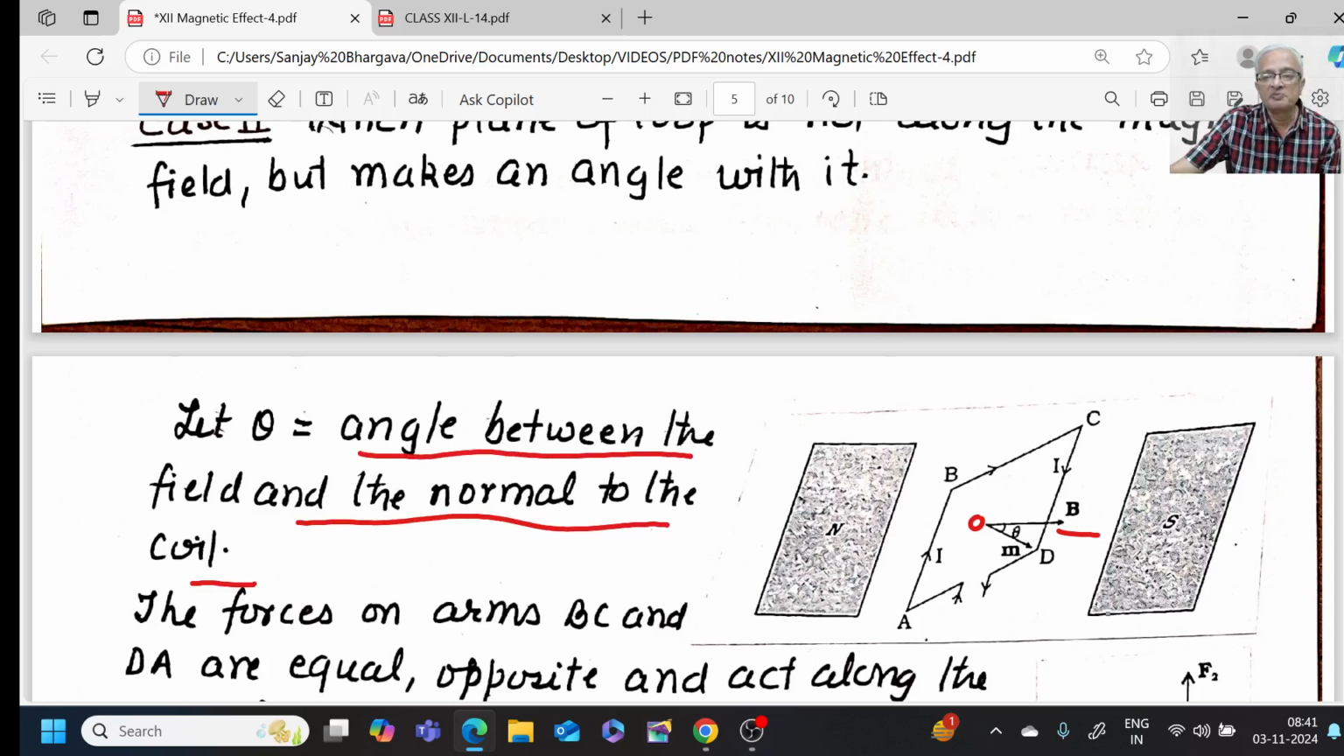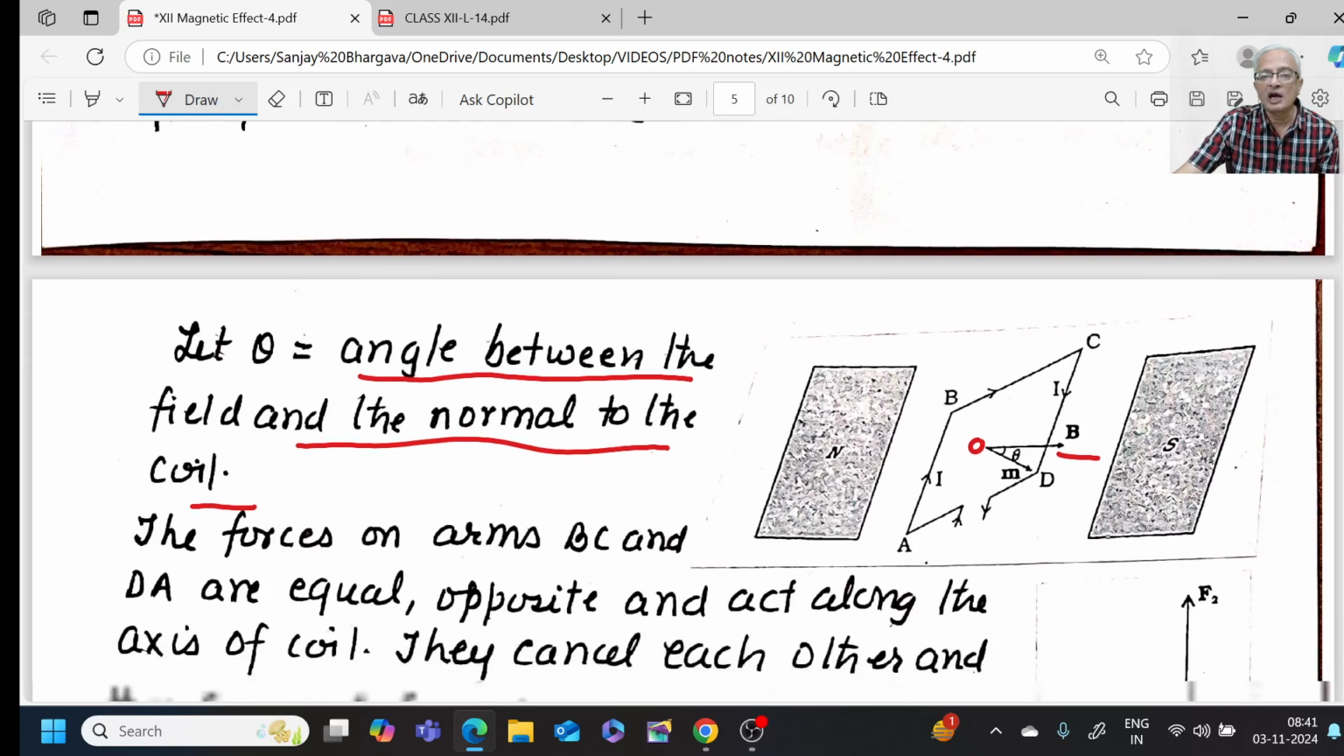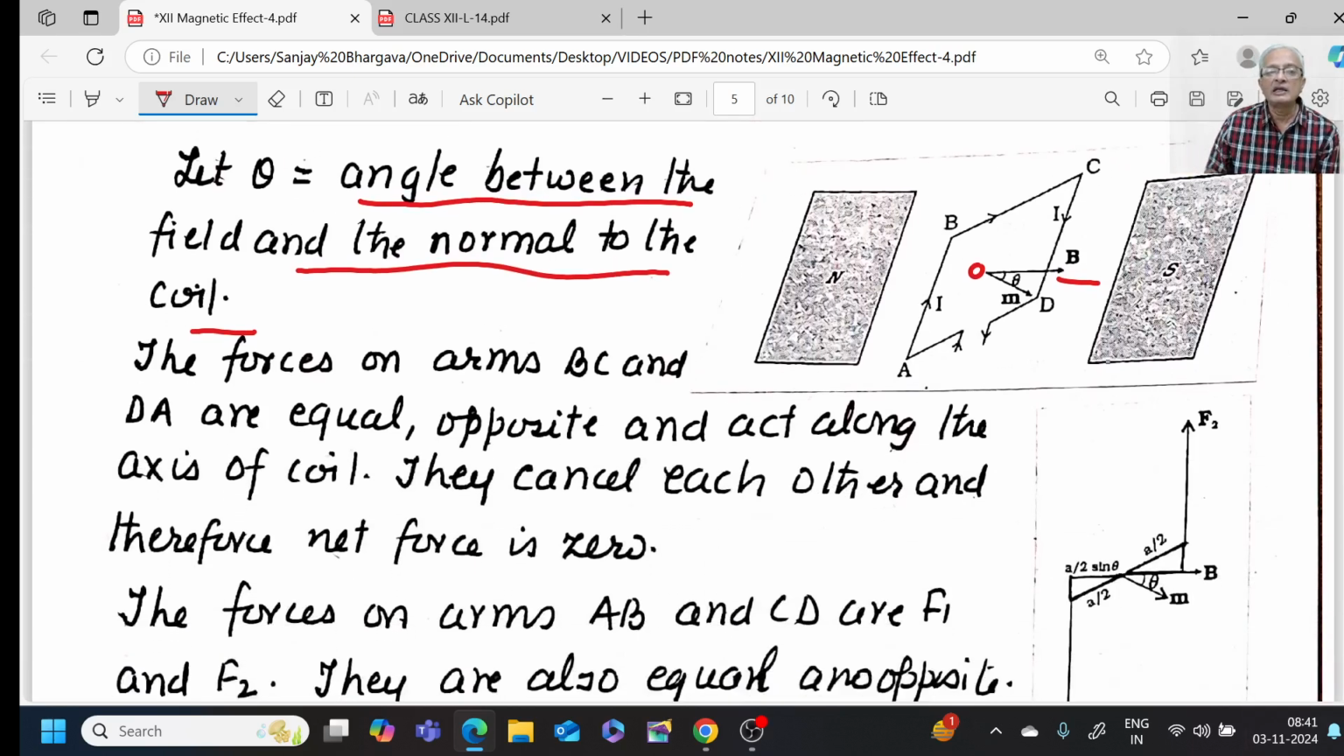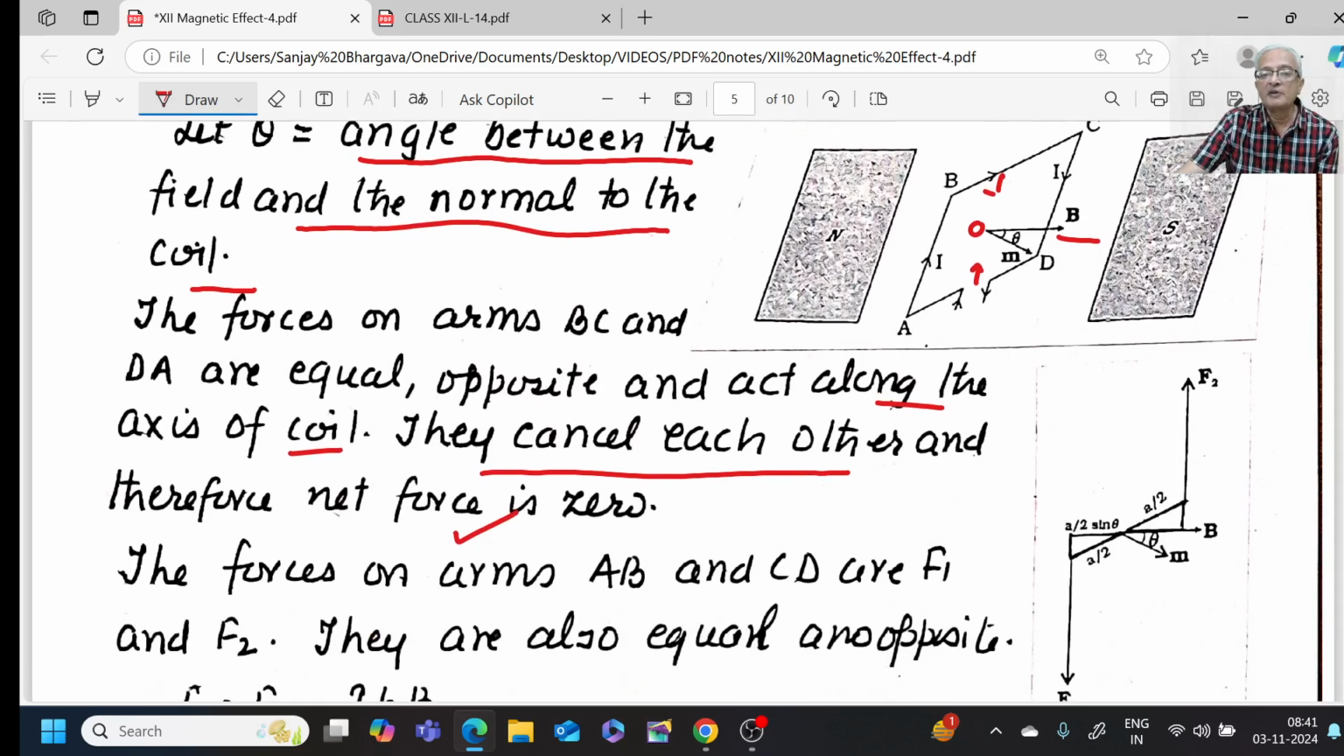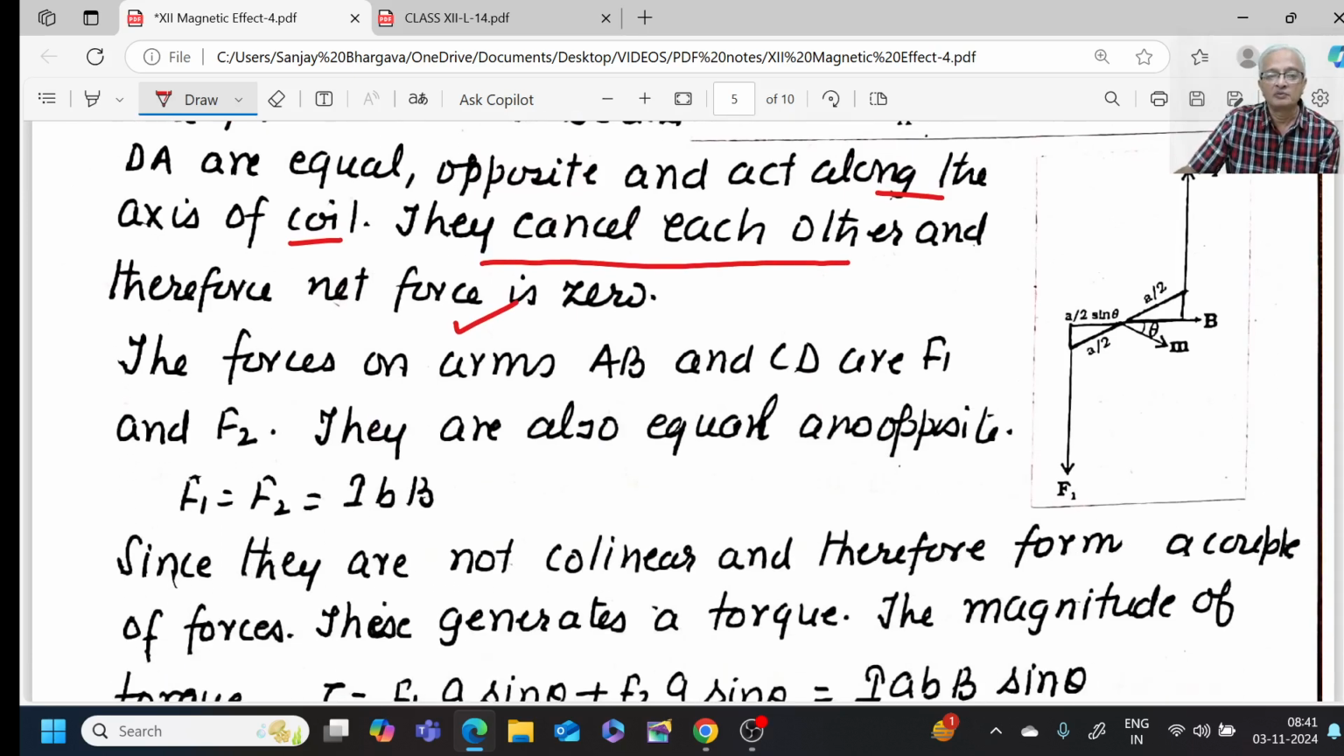Now the forces on the arms BC and DA are equal, opposite, and act along the axis of the coil. They cancel each other's effect. So this force would be acting like this and this force would be acting like this. Both the forces are equal in magnitude, opposite in direction, and are acting along the axis of the coil. So they cancel each other and therefore the net force produced by them is 0. But the forces on the arms AB and CD are F1 and F2. They are also equal and opposite, as already shown by us.